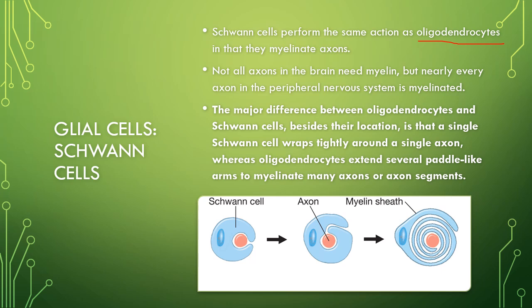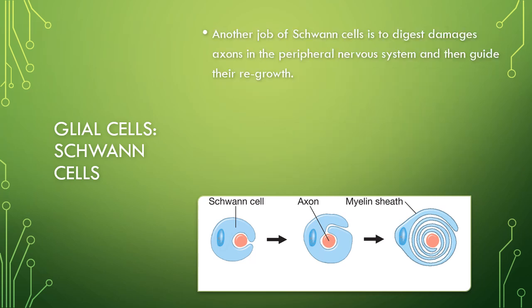Another very important thing in this case is that for Schwann cells, we will have one Schwann cell, and it's going to wrap around one axon. So if you remember the oligodendrocytes, they would branch off in different directions and myelinate many axons. But the Schwann cells are more of a one-to-one relationship. A second important thing that the Schwann cells do that doesn't really happen in the brain and does not happen with the oligodendrocytes is that they are able to help guide nerve regrowth.